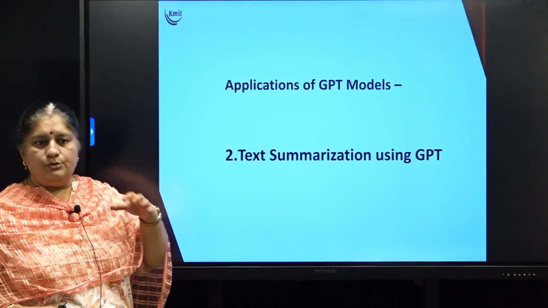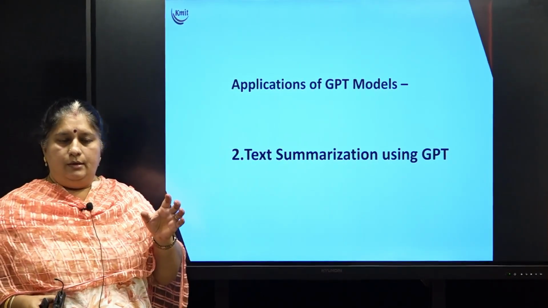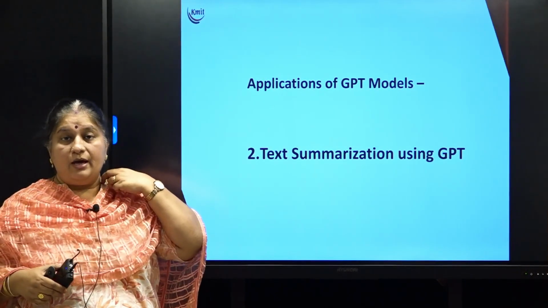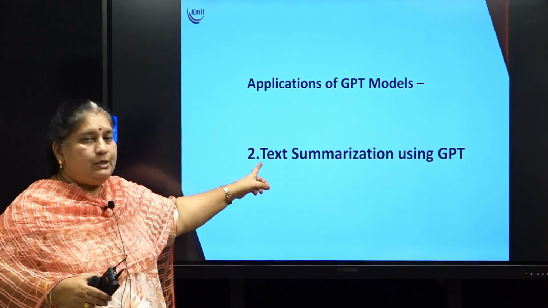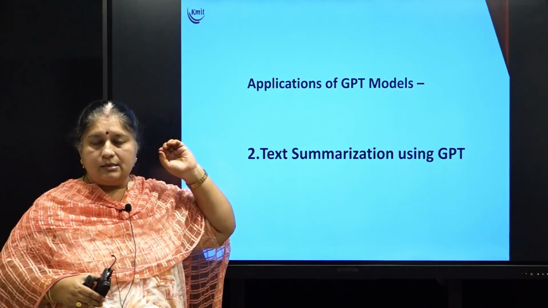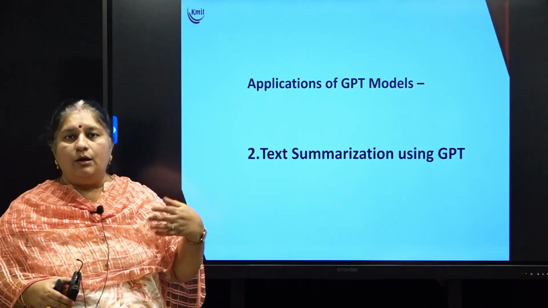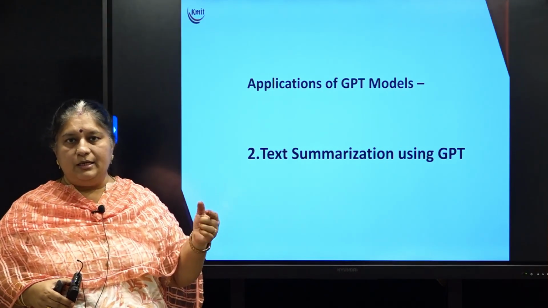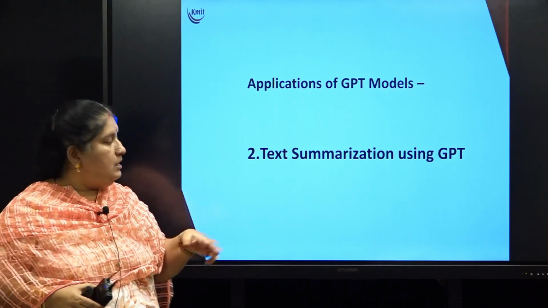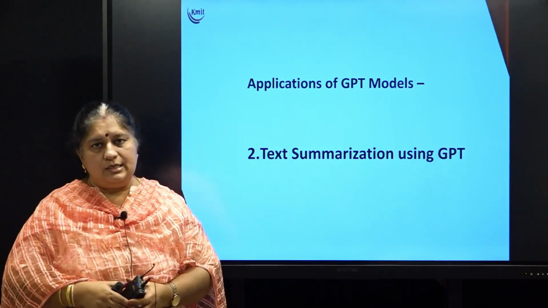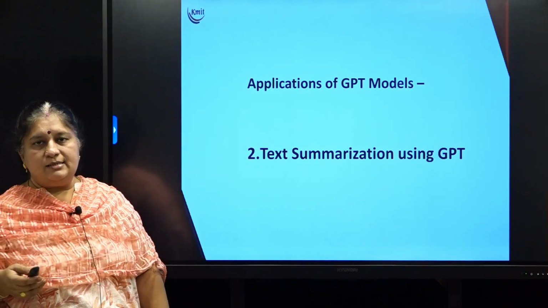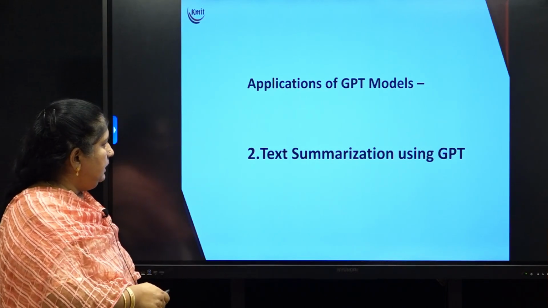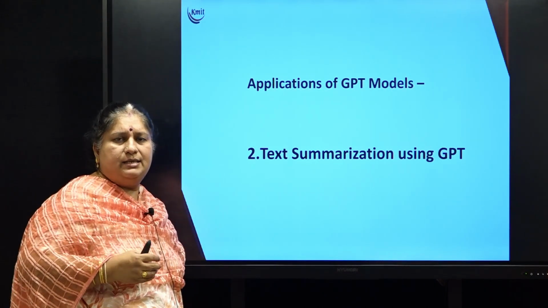So, we have understood from the introductory sessions that when the language is learned by the model, we say we are pre-training the model, and when it is doing a task which is very specific, we call it fine tuning. Under fine tuning, you have seen the first application, text generation using GPT. Now we are going to see text summarization using GPT, and in the next session we shall see one more application of GPT models. So, what exactly is text summarization?